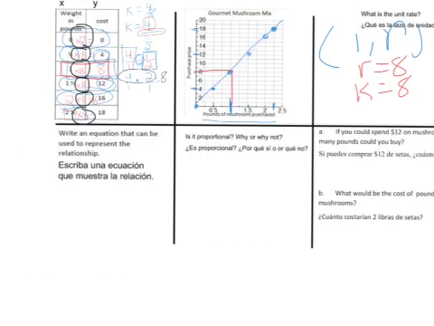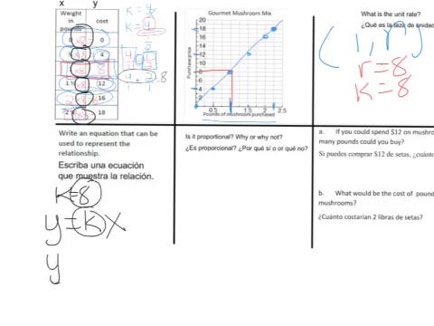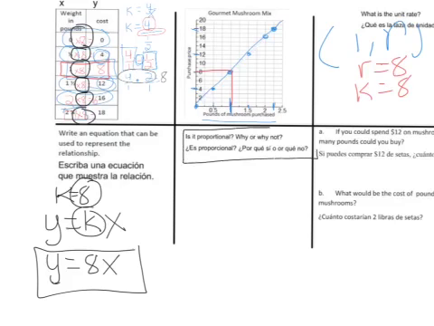And now that we know the unit rate, k equals 8, then that means that we can figure out the equation, y equals kx. So we can plug 8 in for k. We could say y equals 8x. And there's our answer. You should be able to answer this question on your own. Is it proportional? Why or why not?